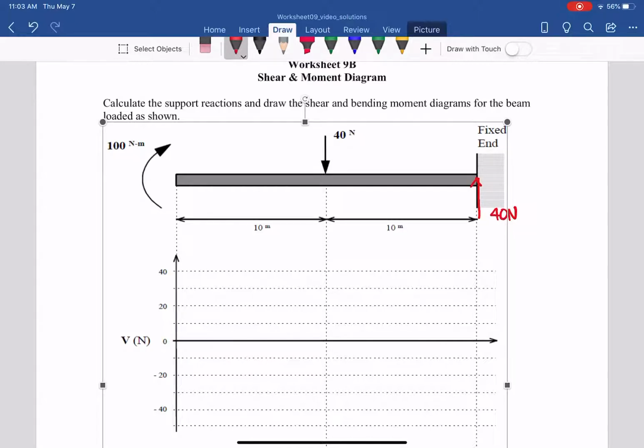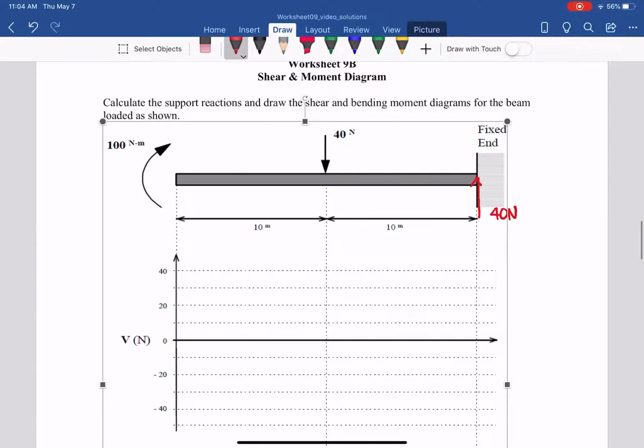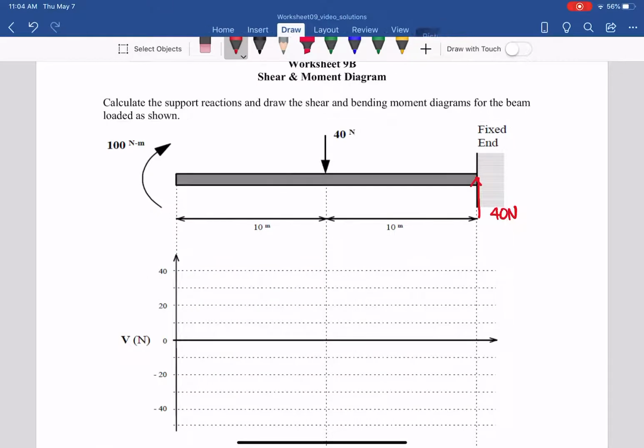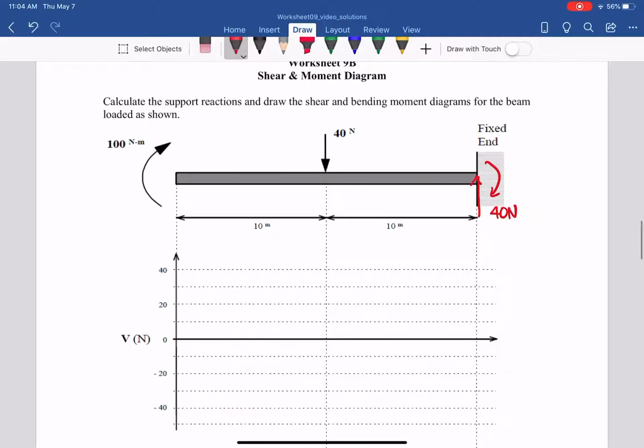So the reaction at the fixed end, for the moment, has to be the same in terms of magnitude but the opposite direction. It is counterclockwise 300 Newton meter, so the reaction here has to be 300 Newton meter, but clockwise.